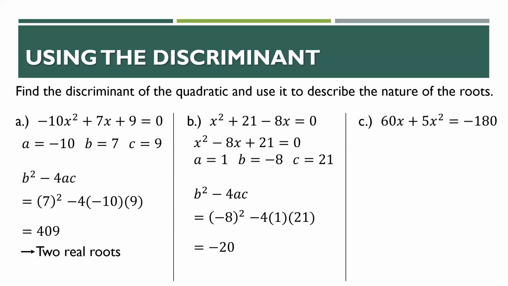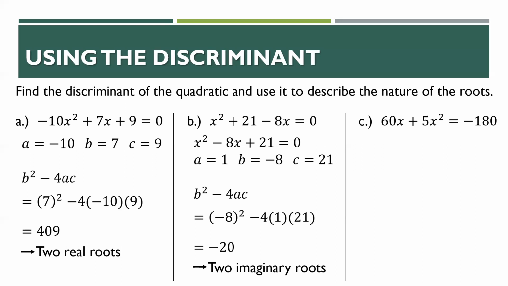So calculating our discriminant value, we get -20. So our discriminant was a negative number. What that means is we are going to have two imaginary roots. And the reason for that is when we take the square root of that negative, that's where your imaginary numbers come into play. All right, let's look at C.